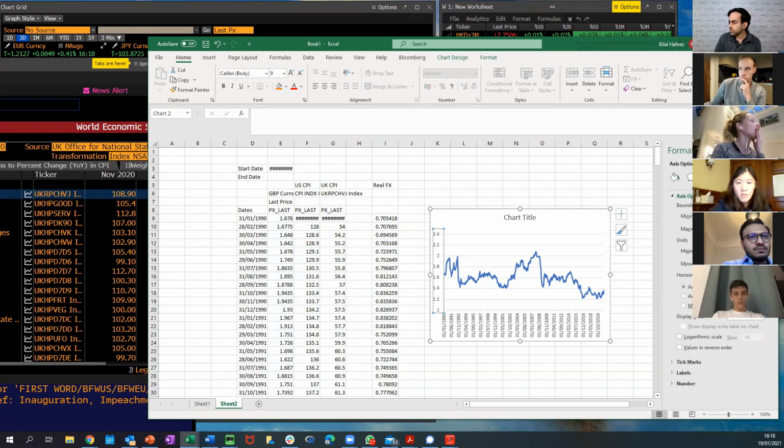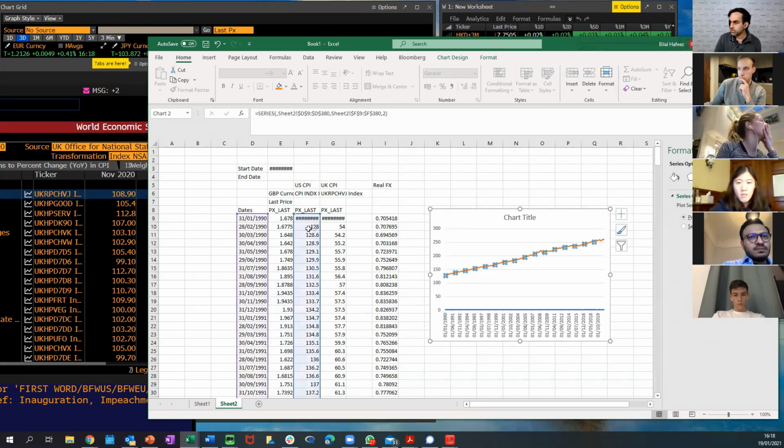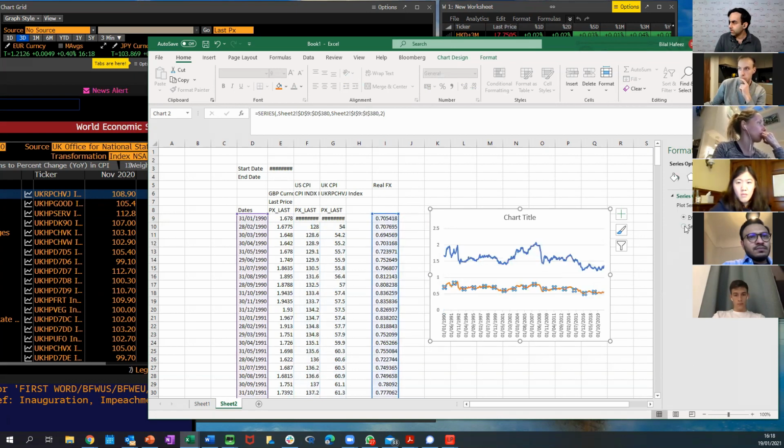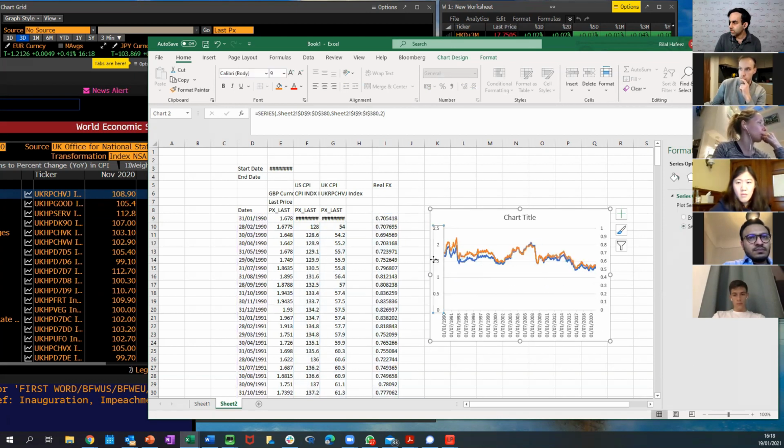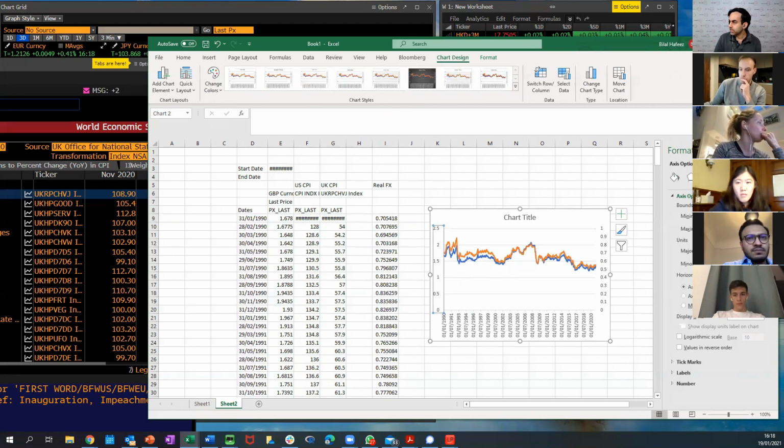And let me just reset that. And so I'll just bring it over here. And let me put that on secondary axis. And see, what you can see here is that they look very similar, both lines.